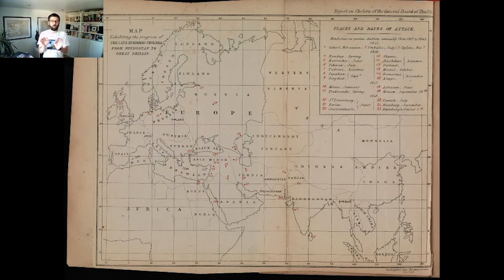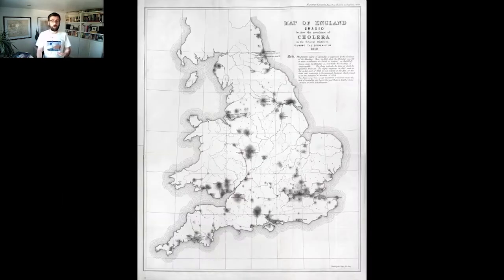In small red numbers here on the map, they've shown how cholera, in this case, started in India and spread westwards towards England and the British Isles. And this obviously was causing a lot of concern, because the outbreak was spreading through cities at the time.